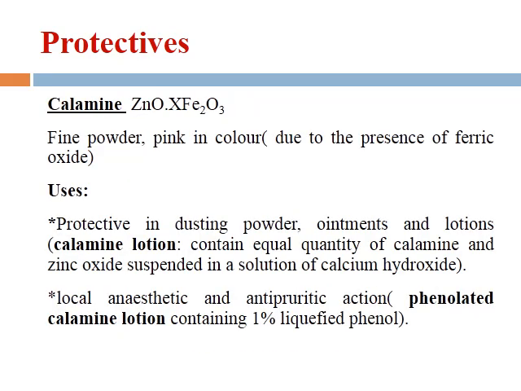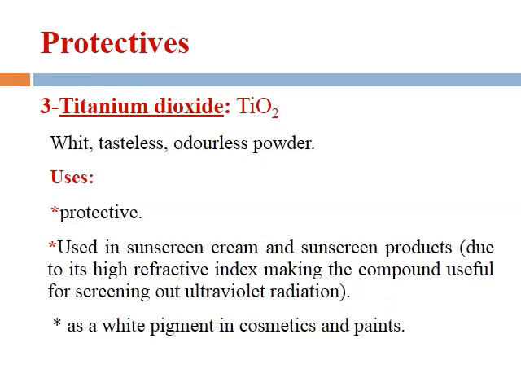Calamine is a fine powder, pink in color due to the presence of ferric oxide. Calamine is used as a protective in dusting powder, ointment, and lotion, because it contains equal quantities of calamine and zinc oxide suspended in a solution of calcium hydroxide. The lotion containing 1% liquefied phenol has local anesthetic and antipruritic action.